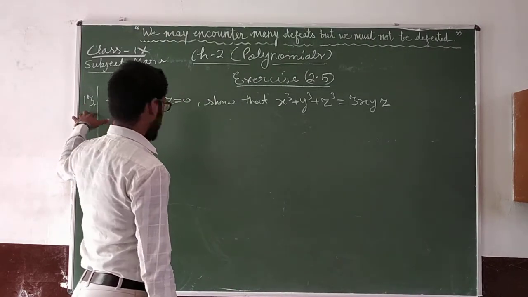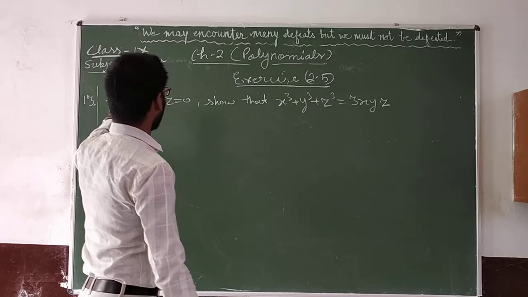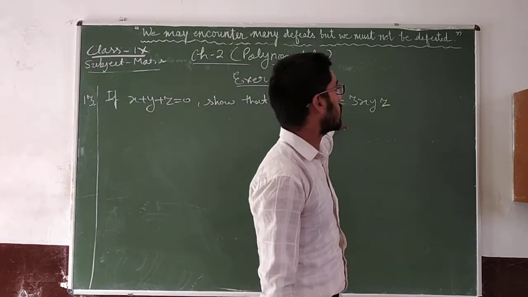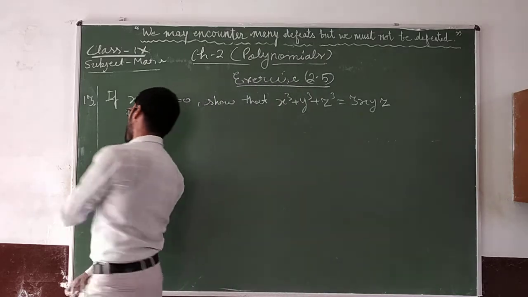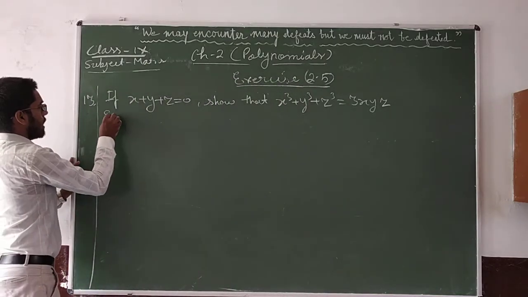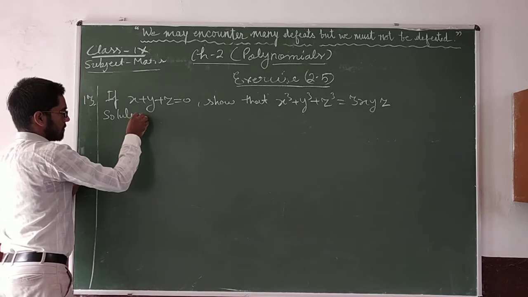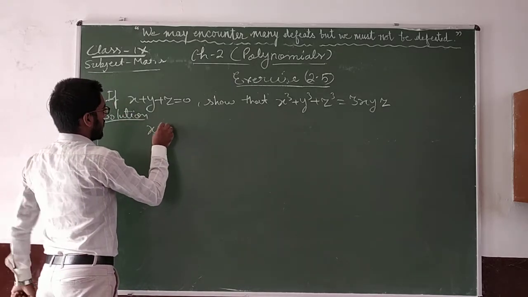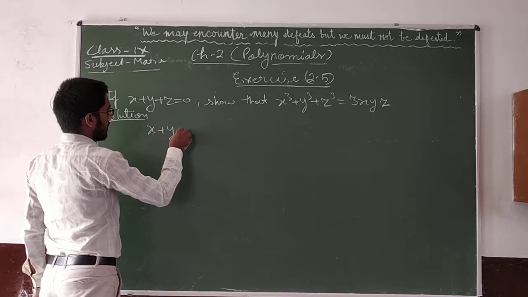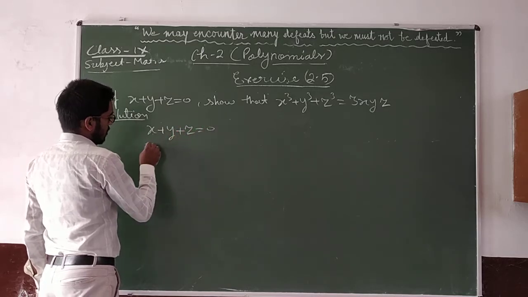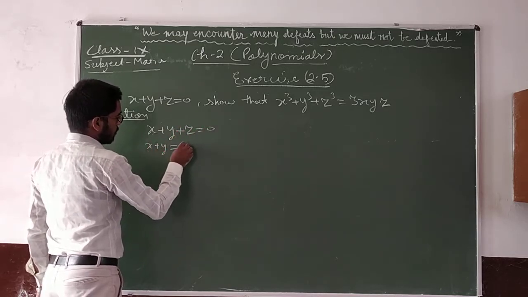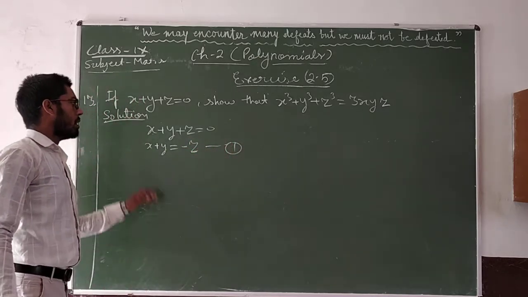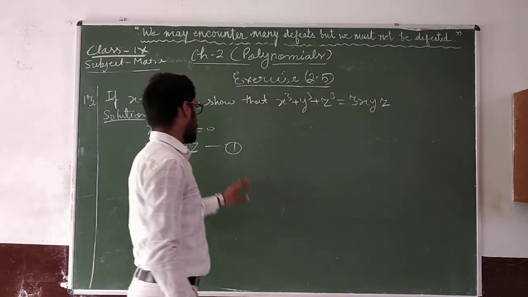Here, next question is 13. If x plus y plus z is equal to 0, then prove that x cube plus y cube plus z cube is equal to 3xyz. You can write: x plus y plus z is equal to 0, then x plus y is equal to minus z. You have the value of x plus y is equal to minus z.